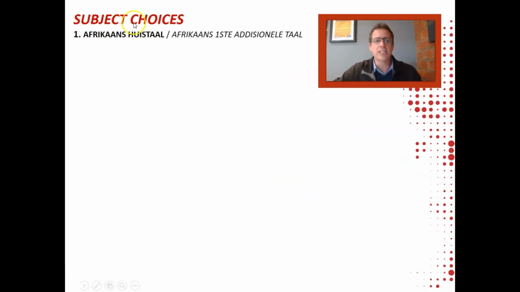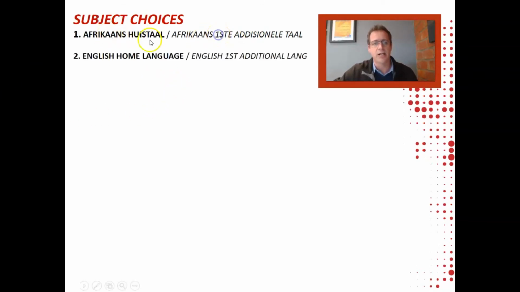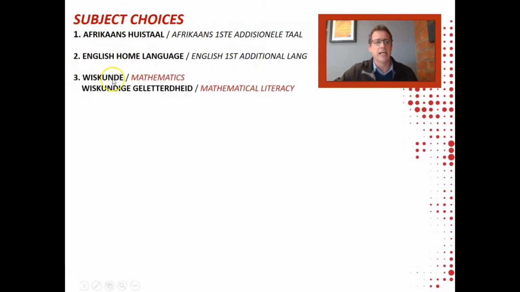Okay, with regard to subject choices, you then have 7 groupings out of which you have to choose at least 1 subject. So in the first grouping, you have to choose between Afrikaans huistaal en addisionele taal. In the second one, English home language, English first additional language, and then the difference between mathematics and mathematical literacy. Again, there's your choice there. And there's going to be certain requirements for entry to mathematics. So really work hard on your maths in grade 9. Then life orientation, that's compulsory for everybody.